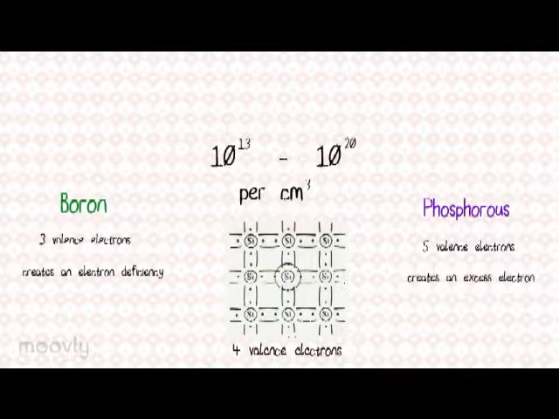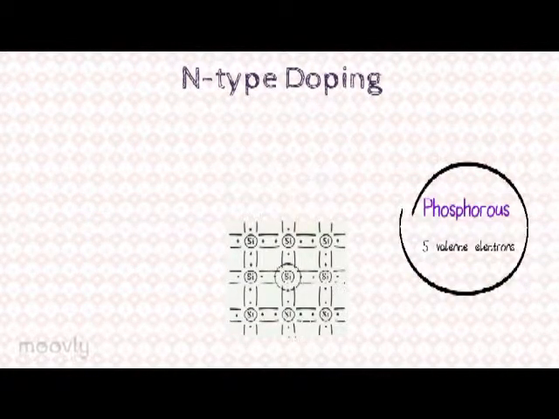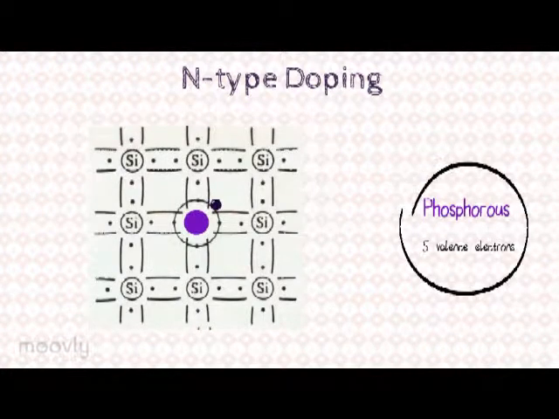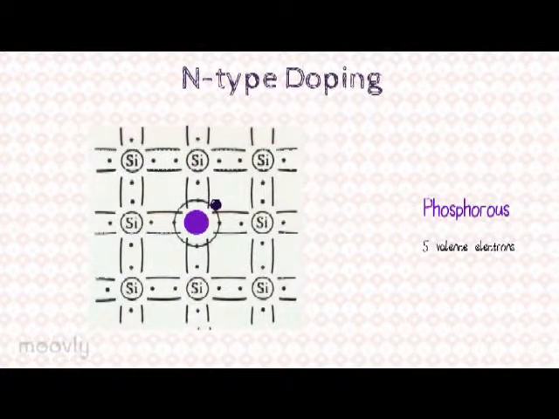For n-type doping, we use elements with 5 valence electrons, like phosphorus. When phosphorus replaces silicon in the lattice, the neighboring silicon atoms will only provide 4 valence electrons for covalent bonding. The extra 5th electron on phosphorus is now free, and it adds to the majority carrier concentration. And it also leaves behind a fixed positive charge in the lattice.